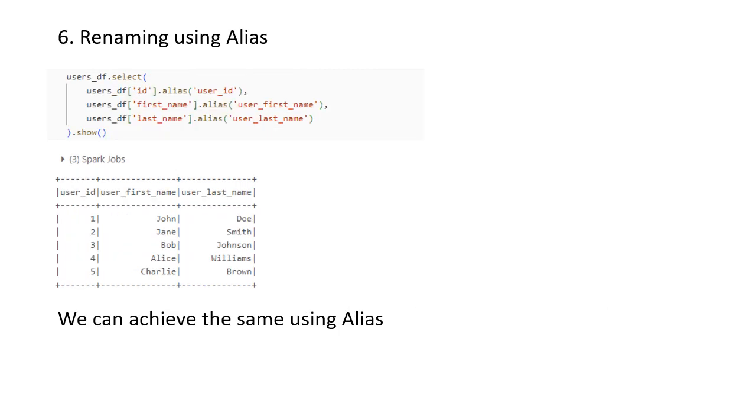Also, we can do rename using an alias, like how we created a new column using alias. In a similar way, we can do renaming using an alias. I'm doing a select and I'm getting the columns like users_df of id, first name and last name. Then I'm aliasing that as users_id, first name and last name. So if you can see, the column names are getting changed here.